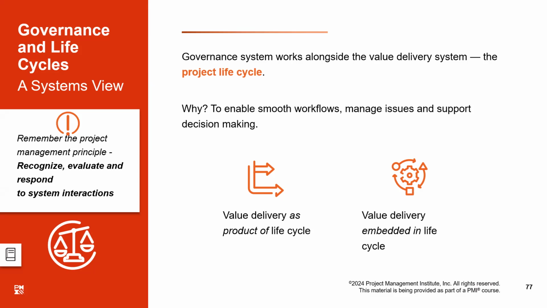Whereas value delivery in an agile project is embedded into the life cycle. While the project life cycle is going on, there is a trickle effect of value delivery. We are consistently and continuously delivering value after a consistent gap, like after every 2 weeks, after every iteration, we are delivering something to the customer. So the governance system works alongside the value delivery system. That is the project life cycle. And I have explained to you how it happens in a predictive and how it happens in an agile project.